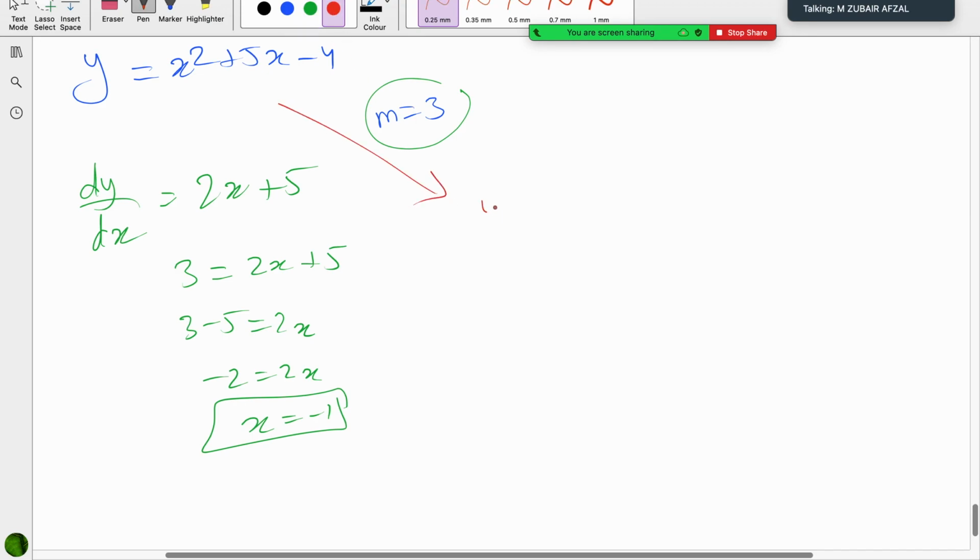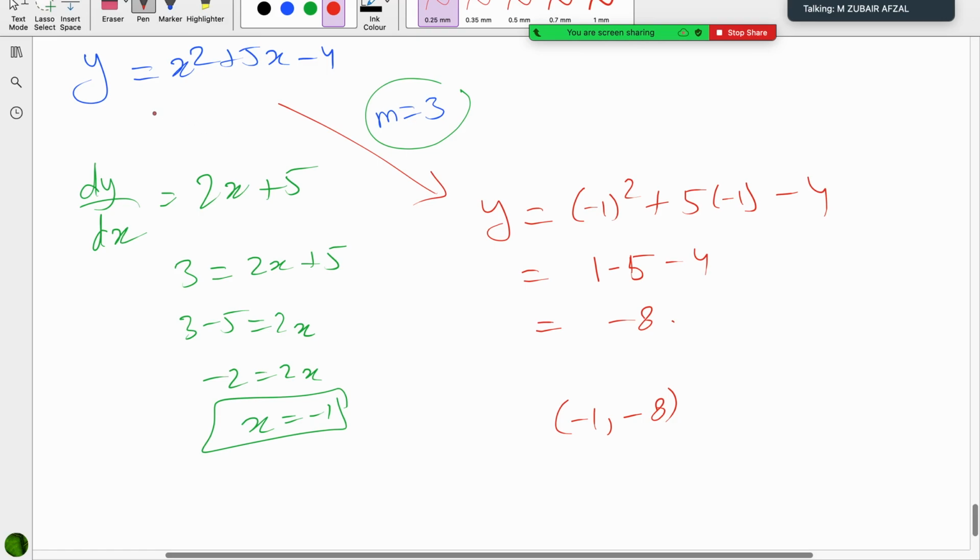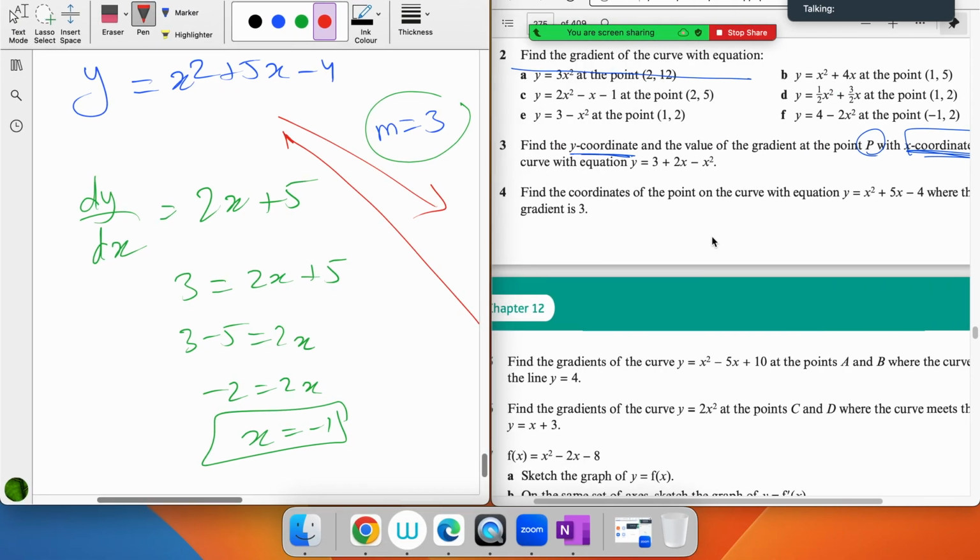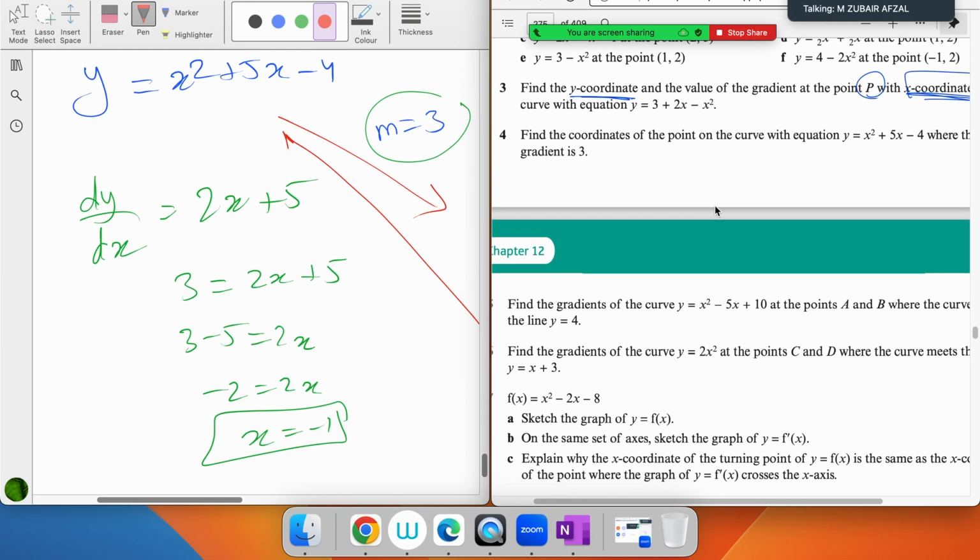And when x is minus 1, y is equal to minus 1 squared plus 5 into minus 1 minus 4. So 1 squared is 1, minus 5, minus 4, minus 8. So minus 1 comma minus 8. Point coordinates are minus 1, minus 8 on this given equation when the gradient is 3. Getting it? Equations may change their shape, may change their type, the nature of the topic stays the same.